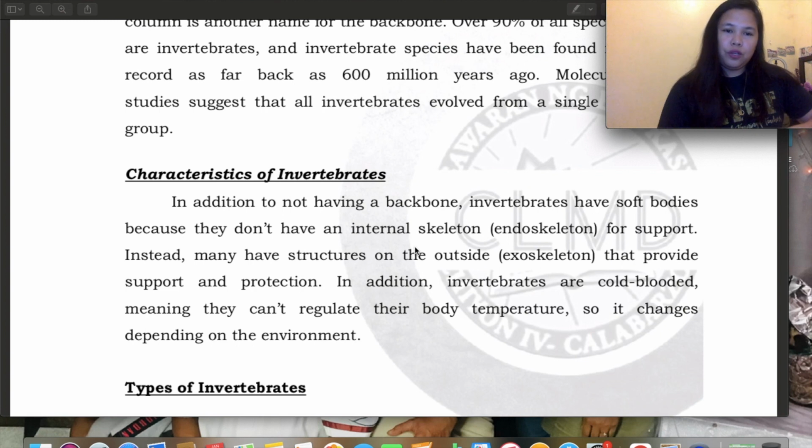Ito na yung katangian ng invertebrates. In addition to not having a backbone, so wala talaga silang backbone, invertebrates have soft bodies.